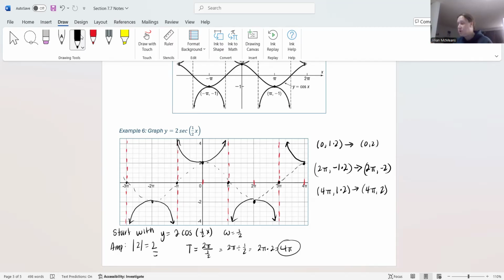So that is graphing tangent, cotangent, secant, and cosecant. Our main focus is going to be sine and cosine, but understand these, especially so you can understand the domain and the range.